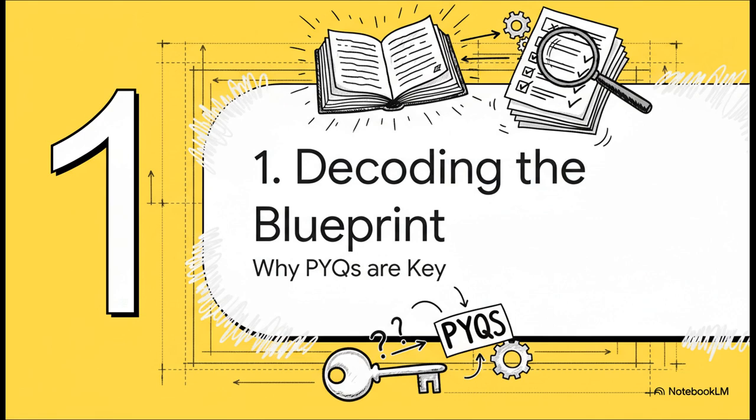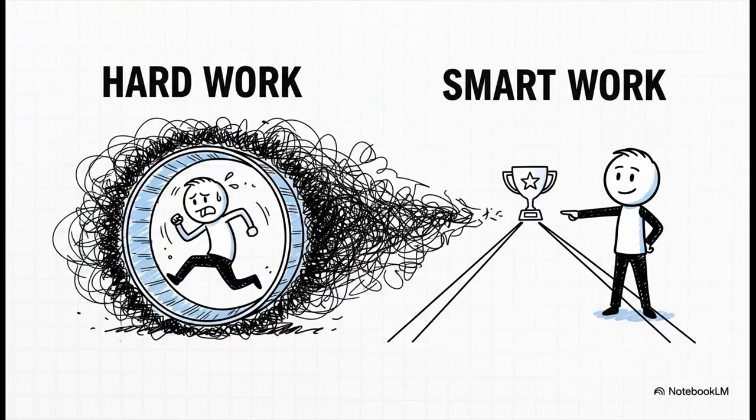Just reading your textbook from cover to cover is, believe it or not, one of the most inefficient ways to study. The real key to success is understanding what the examiners actually prioritize. And past papers, they're the blueprint that reveals their focus year after year. Think about it. Pouring hours and hours into topics that rarely even get asked is a recipe for exhaustion and, frankly, frustration. All that hard work without a smart strategy doesn't guarantee a great score. We need to channel that effort in the right direction.